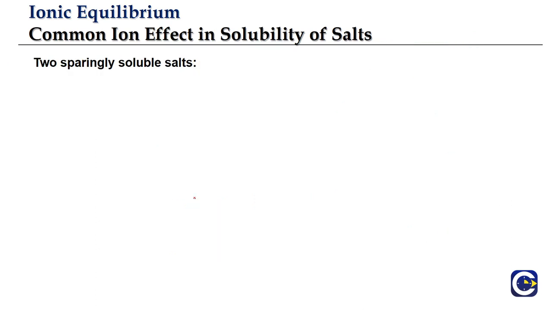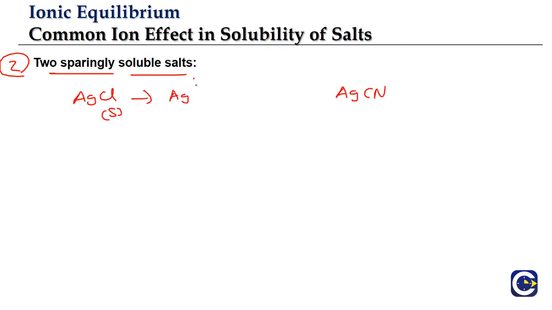Now let us go to the next case. What is case 2? It is the case of two sparingly soluble salts. Say, for example, we have AgCl and AgCN. These are the two sparingly soluble salts. AgCl dissolves to give Ag plus and Cl minus, and this is an equilibrium. AgCN gives Ag plus and CN minus. Here, what is the common ion? Ag plus ions are the common ions.